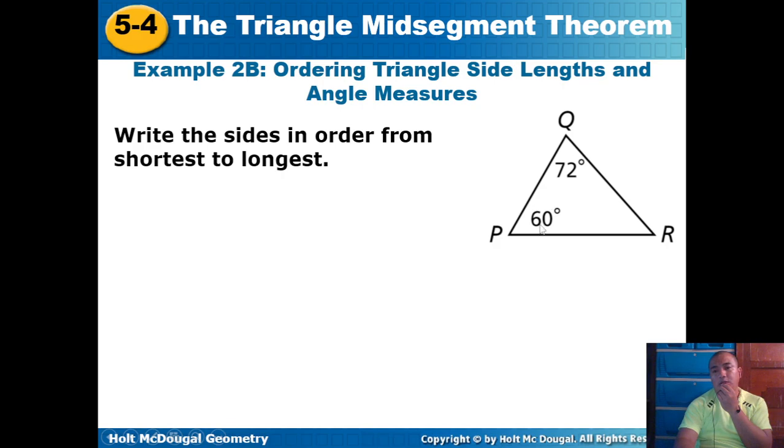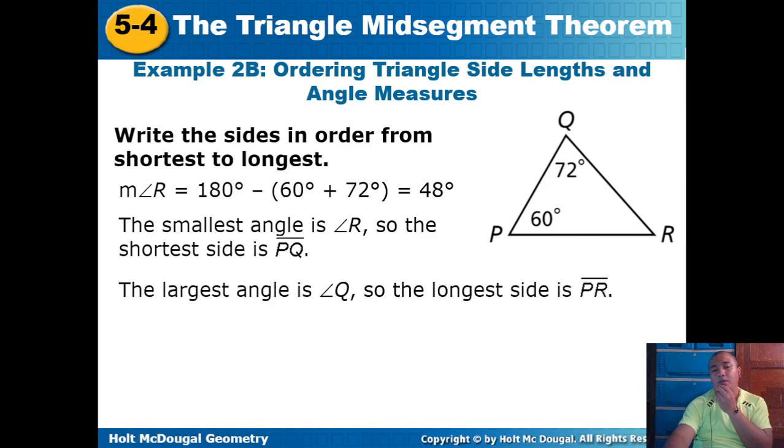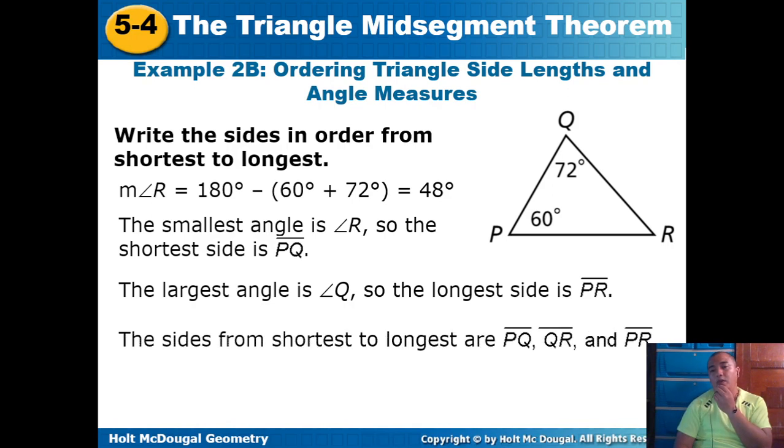Angle Q is 72 degrees. Angle P is 60 degrees. What's the sum of that? 132. Therefore, angle R is 48 degrees. Since 48 is the smallest angle, that makes PQ the shortest side. The longest side is PR. So in order from shortest to longest, we have PQ, QR, and PR.